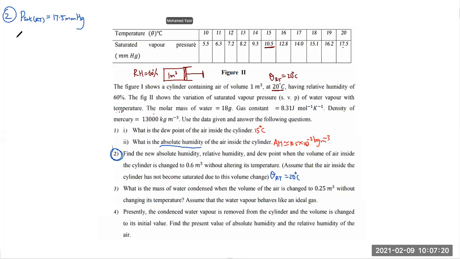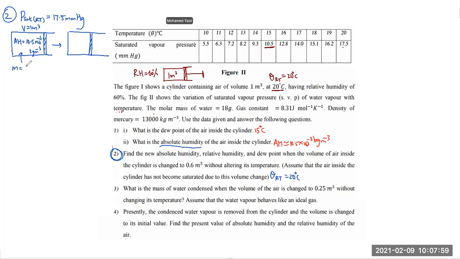Okay, so first of all, this is what's happening. Initially the volume was 1 meter cube, and now they are changing the volume to 0.6 meter cube, and the air has not condensed. They have mentioned in the question within brackets. Hope you read it. Assume that the air inside the cylinder has not become saturated. Therefore, the AH is found, that is roughly 10.5 into 10 to the power minus 3 kilogram per meter cube. Therefore, people, what is the mass of water vapor we will have here?